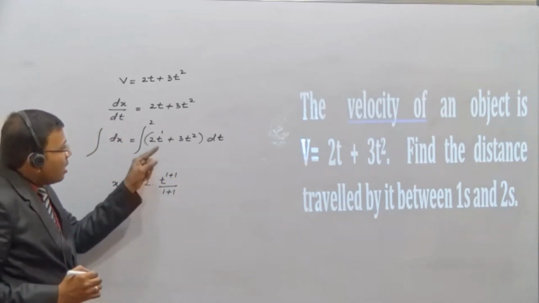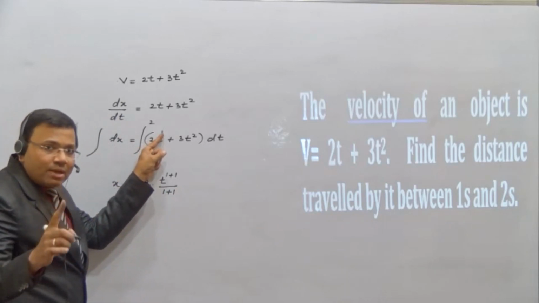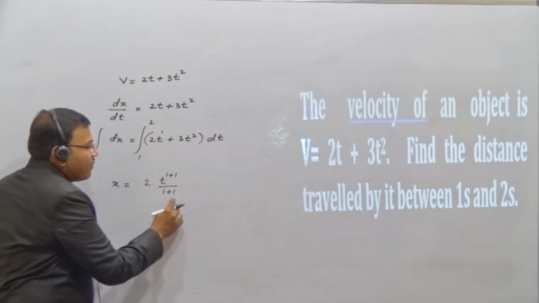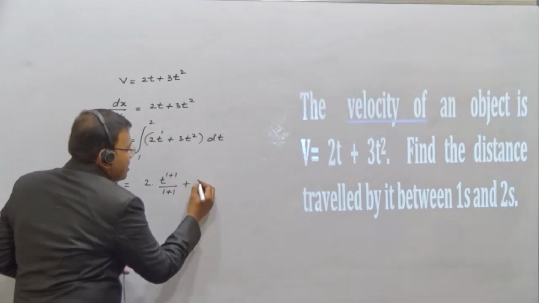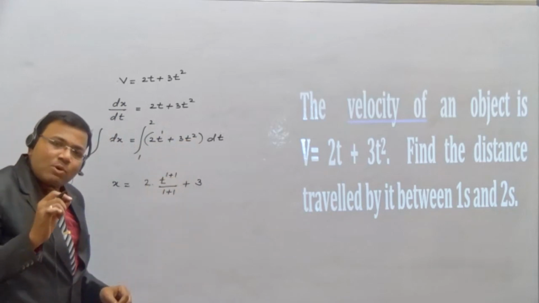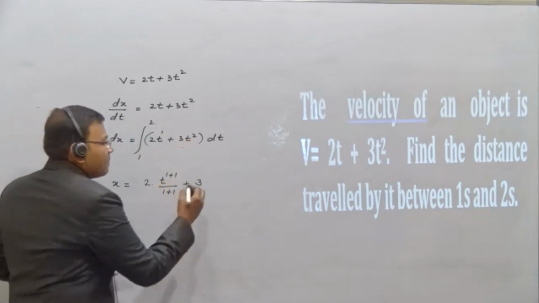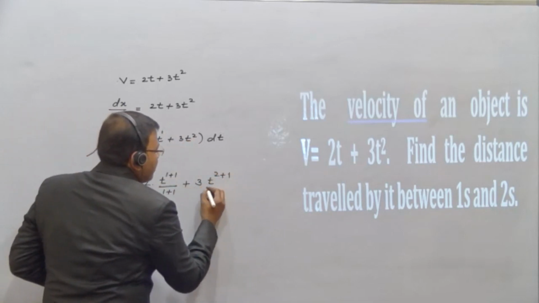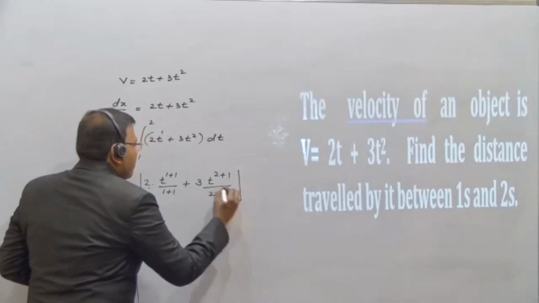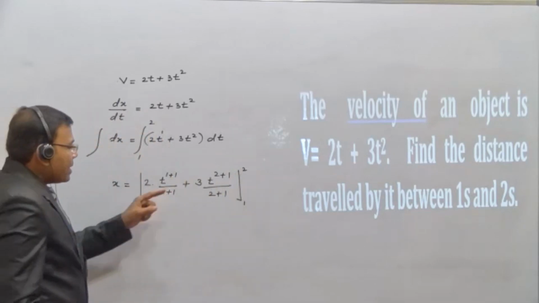I hope it is clear. Once again, 2 as it is, x power n concept, x power n plus 1 by n plus 1. This is t power 1, so t power 1 plus 1 by 1 plus 1, plus this 3 as it is. Now I am integrating this, इसको हम integrate करते हैं, t square. It is x power n again, n plus 1 by n plus 1. So here it is how much? 2 plus 1, t power 2 plus 1 by 2 plus 1. And moreover, after integration, I have to apply the limits from 1 to 2. Now let us simplify this, students.